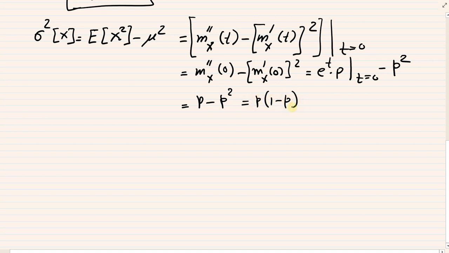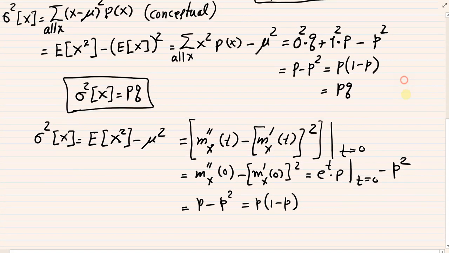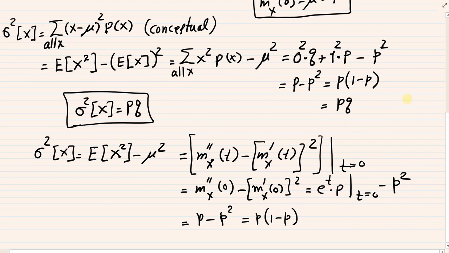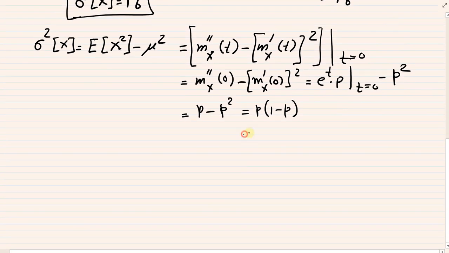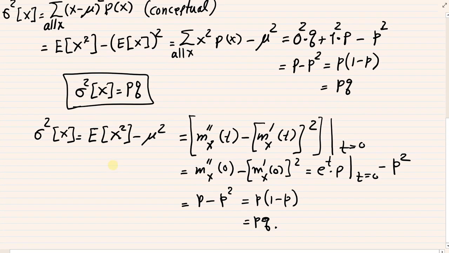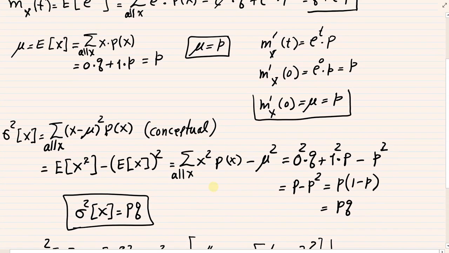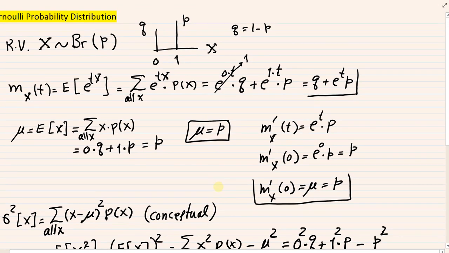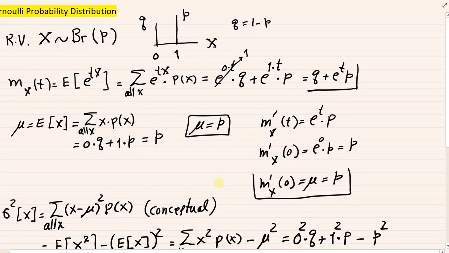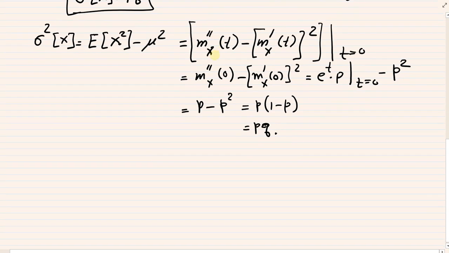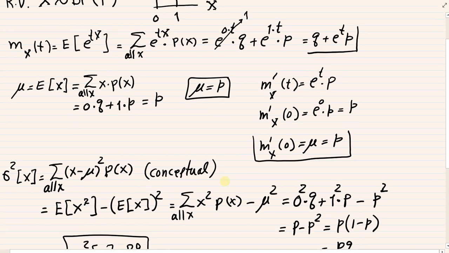Again, this is using the moment generating function to find the variance, but the way I have it up here is just as good. The variance is PQ, and that's indeed what these turn out to be. In this video, we showed the mean, the variance, and the moment generating function for the random variable X, where X follows a Bernoulli probability distribution.